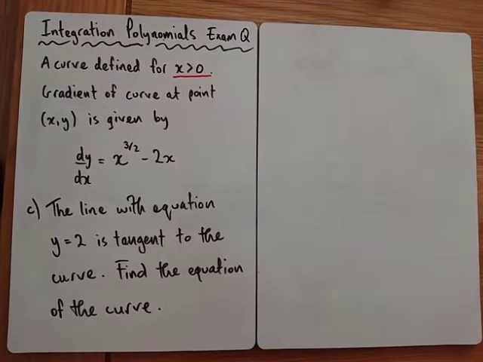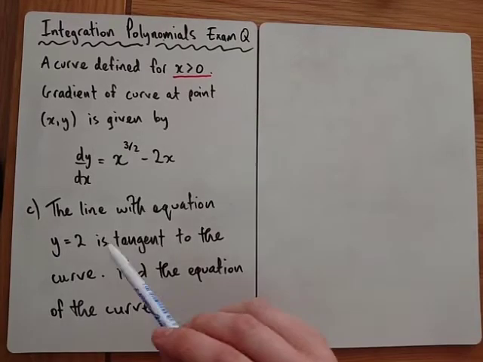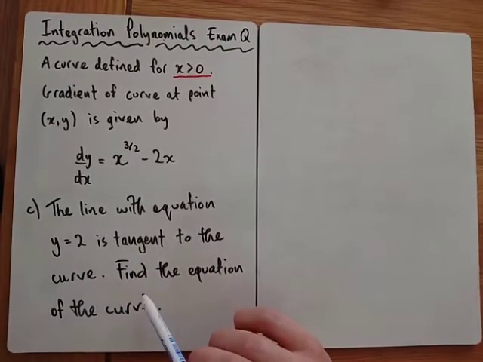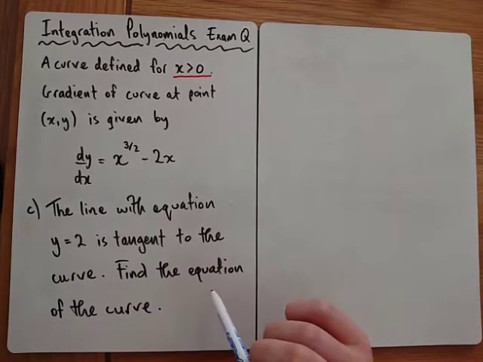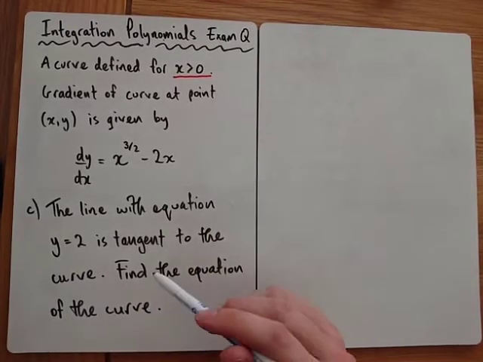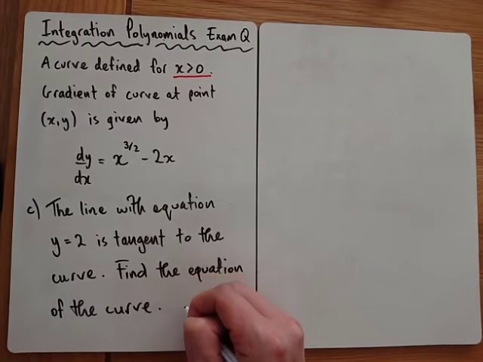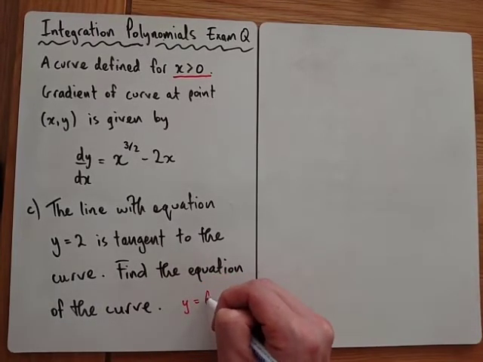Final part of this question is a bit of a more awkward one to interpret actually, so just have a little read of it first and we'll try and break down what it's telling us. It says the line with the equation y equals 2 is a tangent to the curve, and it says find the equation of the curve. Let's focus on what the final part says. So it's obviously find the equation of the curve. That's asking, well, what does y equal as a function of x?